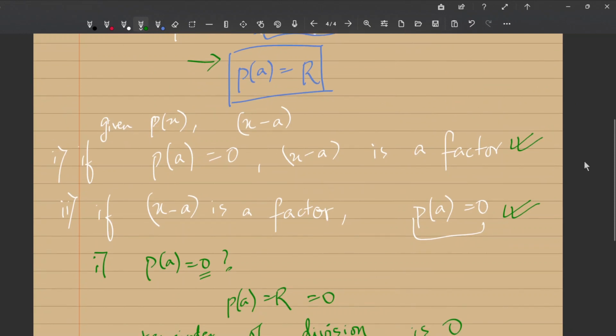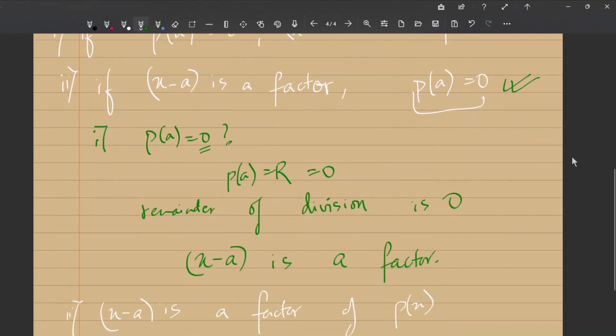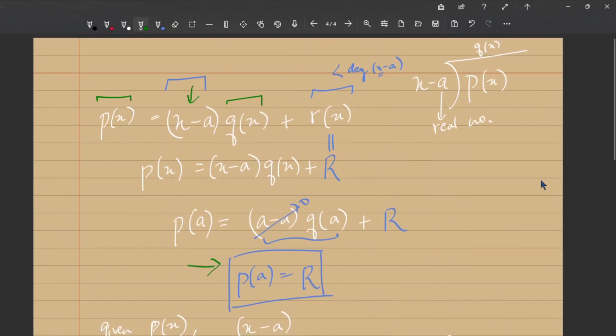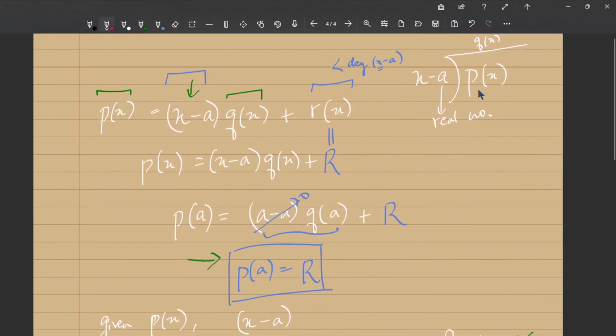So now we can conclude that, given any polynomial p of x, you could just substitute x is equal to a and check whether p of a is equal to 0. And what if it is equal to 0? Then we would conclude that x minus a is a factor. So then we'd maybe start dividing the polynomial by x minus a to find other factors, and that will be done in future videos.